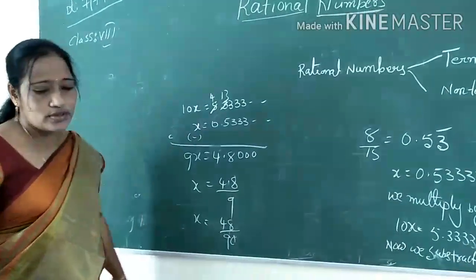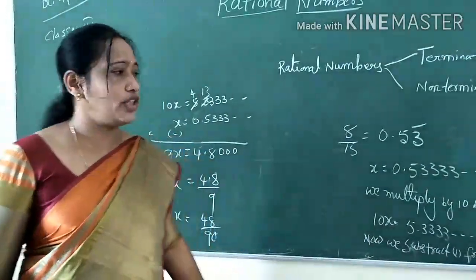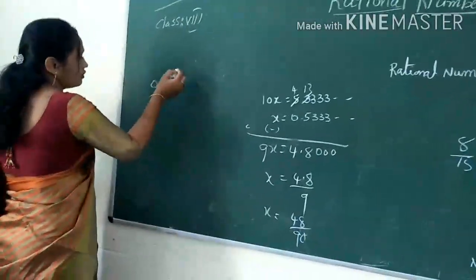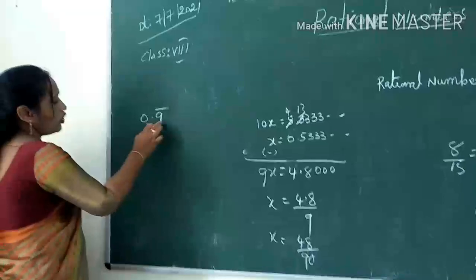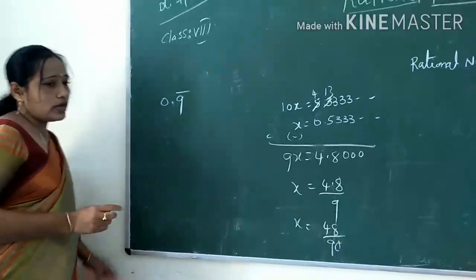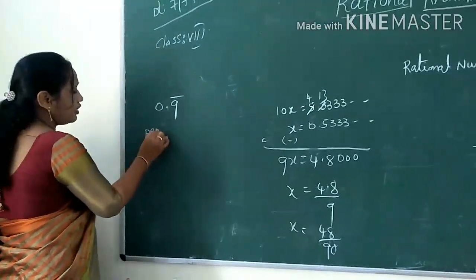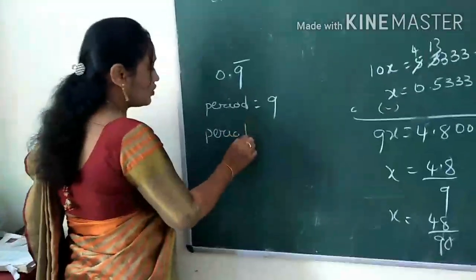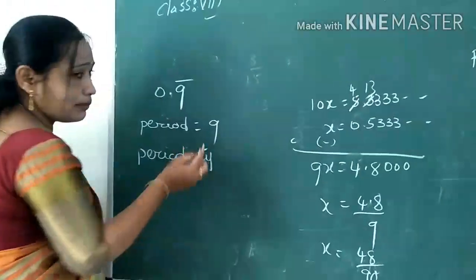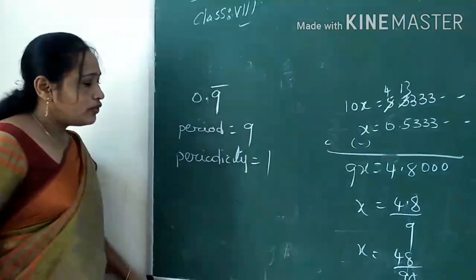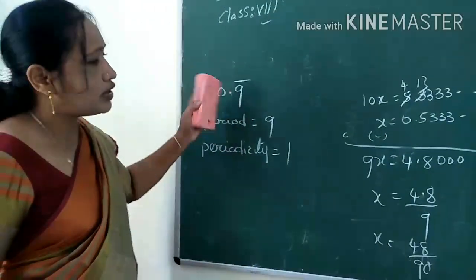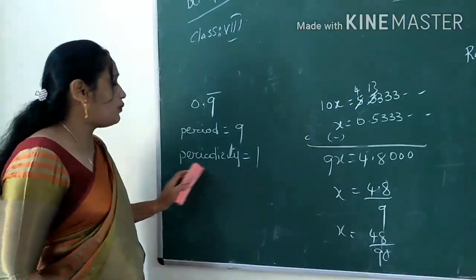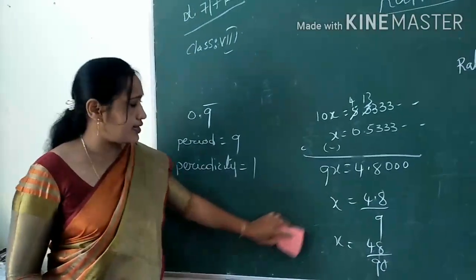Suppose 0.9 bar. One more example, we take 0.9 bar. This is also a recurring, repeating decimal. First, how many numbers are repeated here? What is the period? The period is 9 only. Now the periodicity: how many numbers are repeated? Only one number. With the help of periodicity we convert a non-terminating recurring decimal into a fraction. Very useful, periodicity.